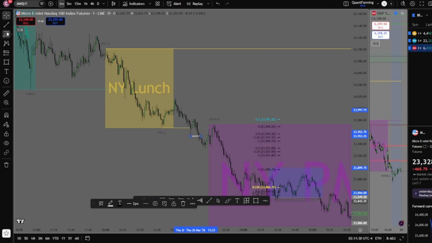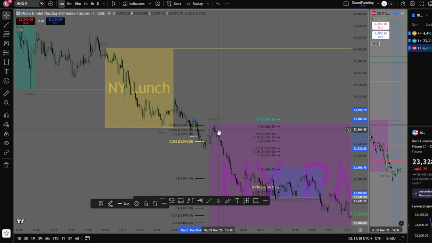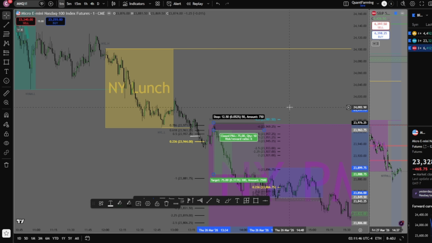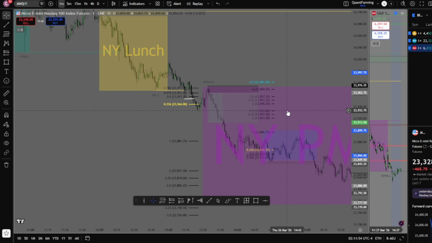Then I take my Fibonacci tool from the body, not the wick, but the body to the wick. That gives me my 618. You could take your shorts off of that with your 12.5 point stop, targeting 50 points, and you're good.